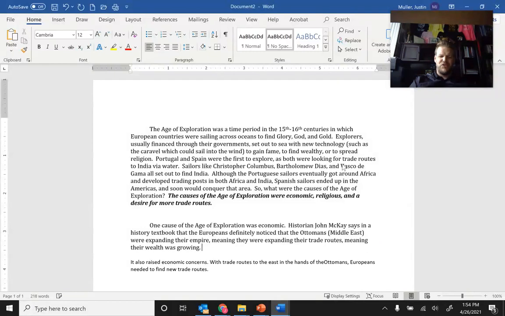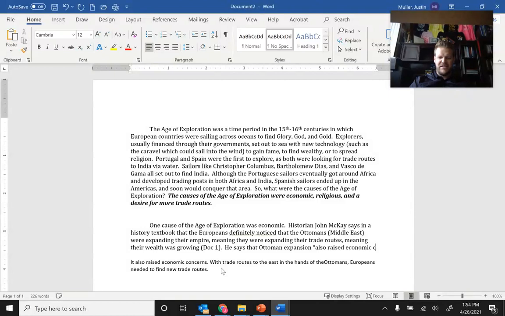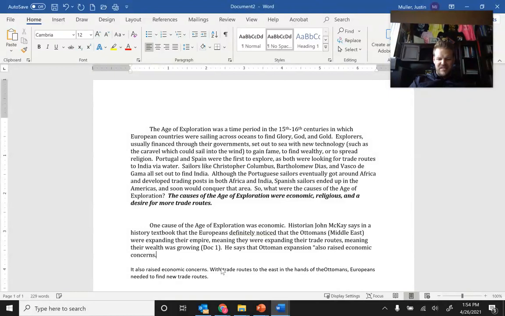You never want to get too much into the exact wording. Hopefully it just takes you one or two times. And I could put Doc 1 here, but I am going to use probably a quote. He says that Ottoman expansion, here we go, quote, also raised economic concerns. And then I'm just going to shorten the quote with, can I shorten this quote?